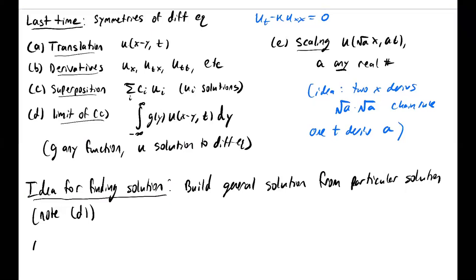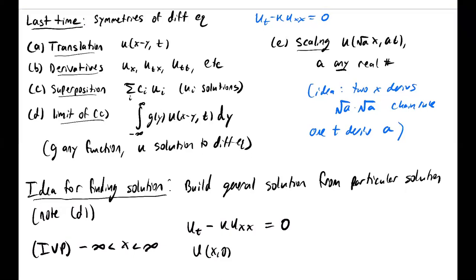And so recall, what are we actually trying to solve? We're trying to solve the initial value problem on the real line, where x is between minus infinity and infinity. And we want a function that solves the diffusion equation with one initial condition, which is the initial state: when t is equal to 0, u is equal to some function phi of x. And so that's the goal.